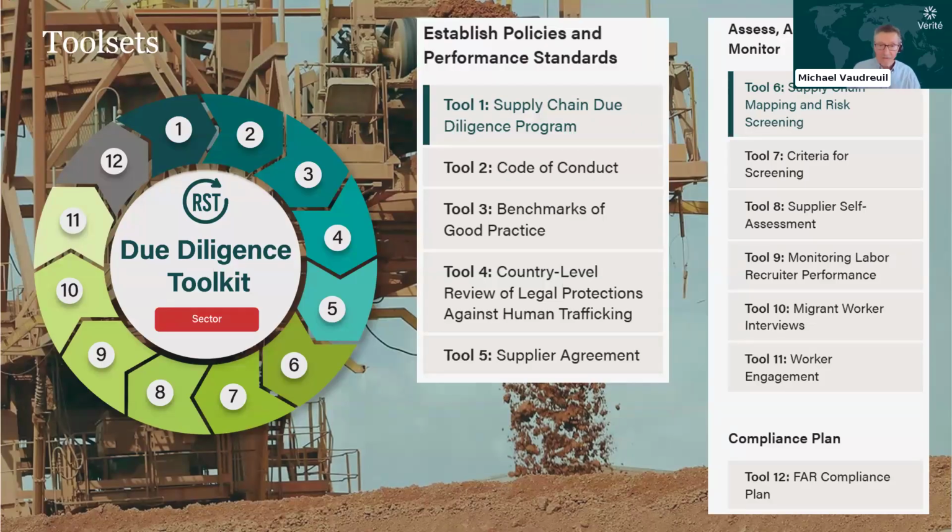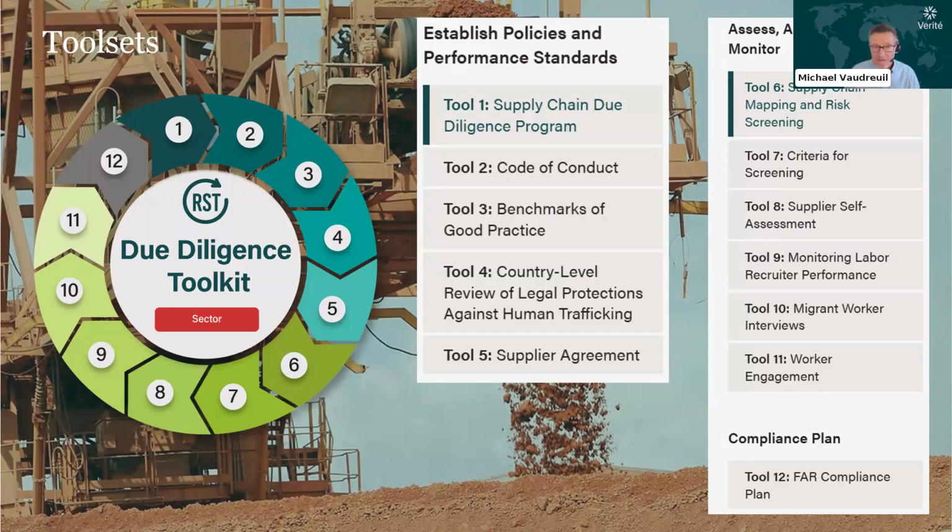Tool 8 is a tool, and we'll get into that in a little bit also today, is how do you do a quick desk level evaluation of a supplier's ability to manage forced labor risks in their operations and in their own supply chains.